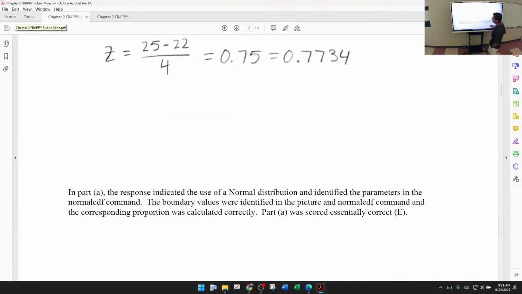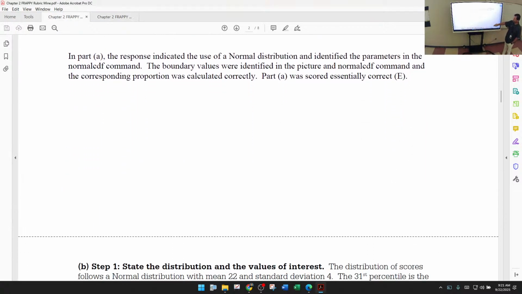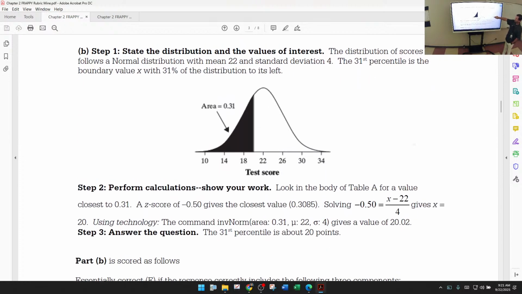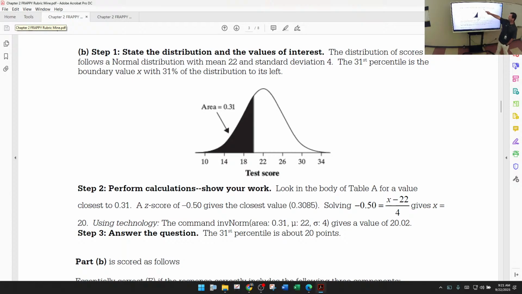Okay. All right. Question B. Perfect answer. State the distribution of values of interest. The distribution of scores follows a normal distribution with a mean of 22, standard deviation 4. The 31st percentile is the boundary of X with 31% to the left. Perform calculations, show your work.